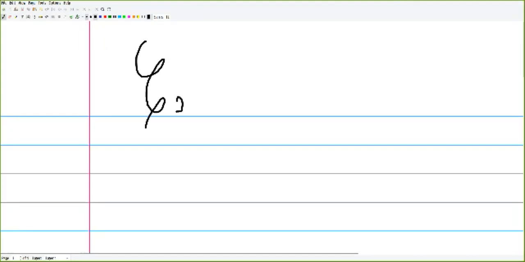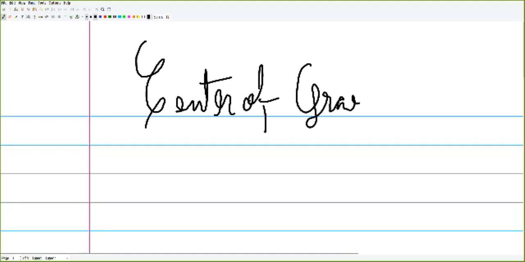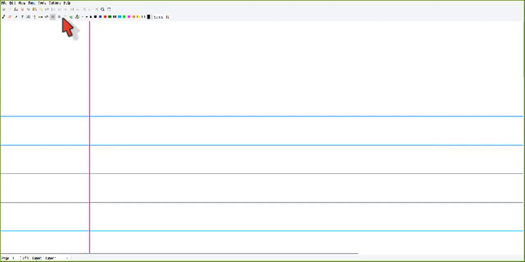center of gravity. Let me write it in an orderly fashion. Center of gravity. All right, so what's that?